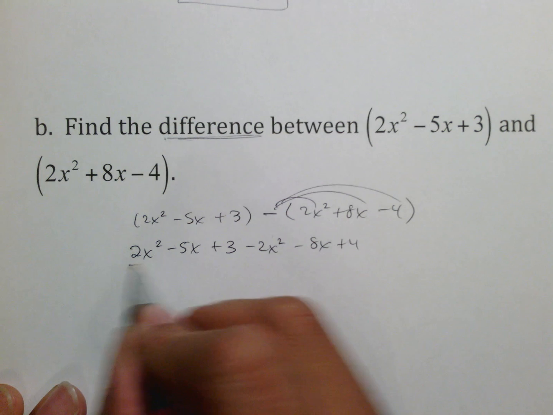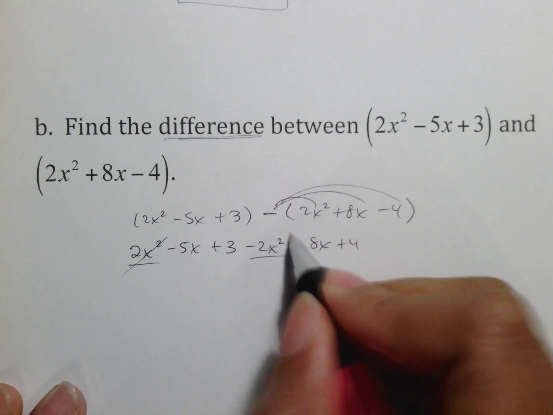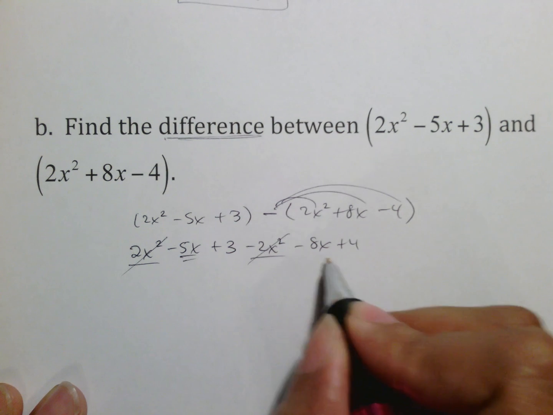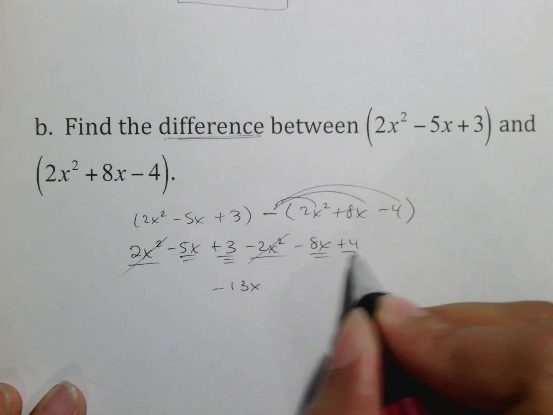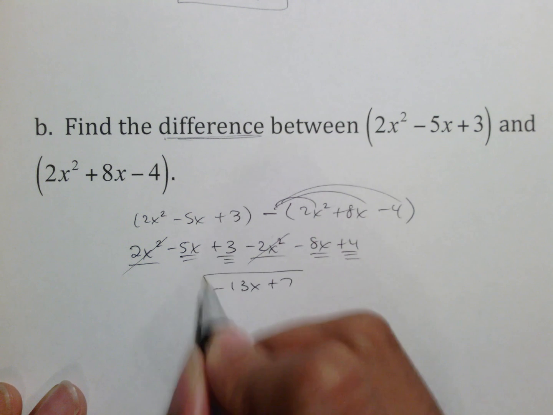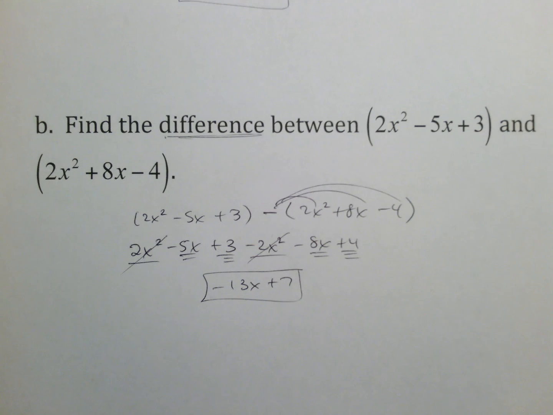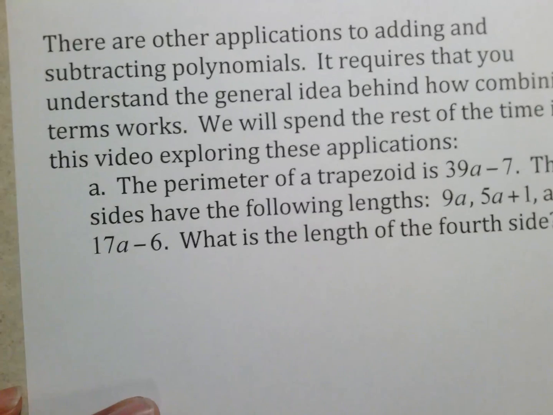Now we put our like terms together. 2x squared and negative 2x squared cancel out. Negative 5x and negative 8x make negative 13x. Positive 3 and positive 4 make positive 7, and that is all. That really represents everything you need to know for this lesson.